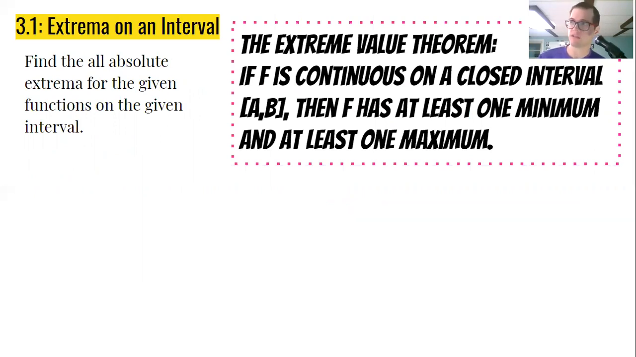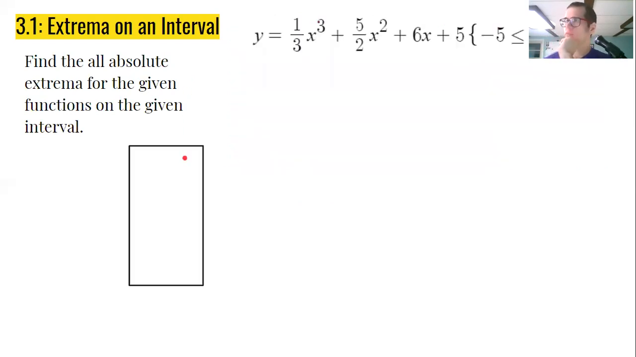So extreme value goes like this. If f is continuous on a closed interval [a, b], meaning we include the 2 endpoints, then f has at least one minimum and at least one maximum. All right. So here's the general prompt that I'm going to give you to go along with the extreme value theorem. Find all absolute extrema for the given function on the given interval. All right. So let's take a look at that.